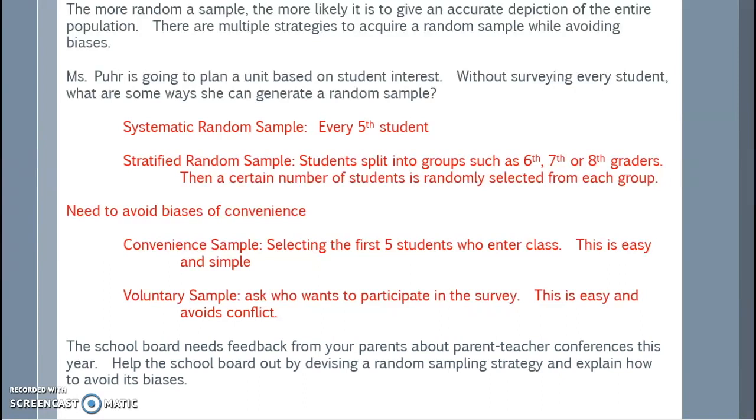The school board needs feedback from your parents about parent-teacher conferences this year. Help the school board out by devising a random sampling strategy and explain how to avoid biases.